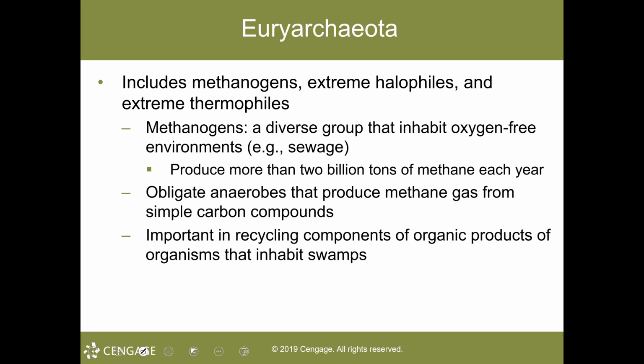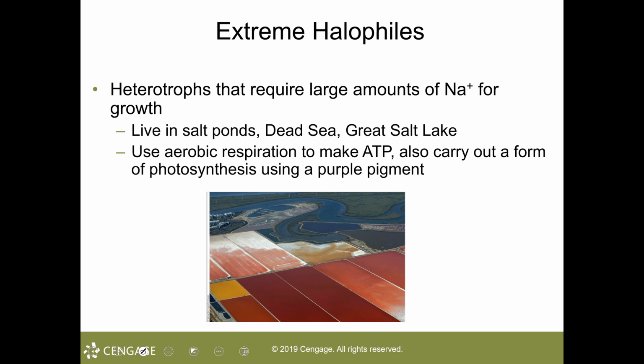So the archaea include the methanogens, the extreme halophiles, and the extreme thermophiles. The methanogens, class, of course produce methane, billions of tons of methane each year. And these are obligate anaerobes that produce the methane gas. The extreme halophiles require large amounts of sodium for growth, such as in salt pans, the Dead Sea, and even the Great Salt Lake. They make ATP by aerobic respiration, but also carry out a form of photosynthesis using that purple pigment.